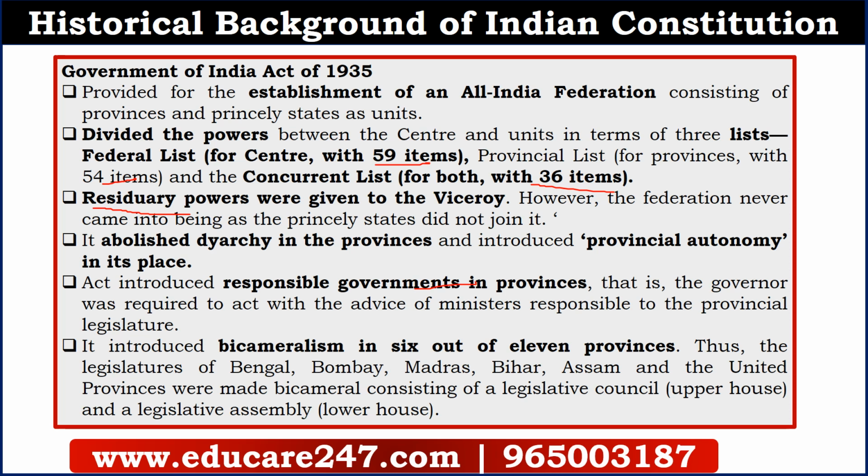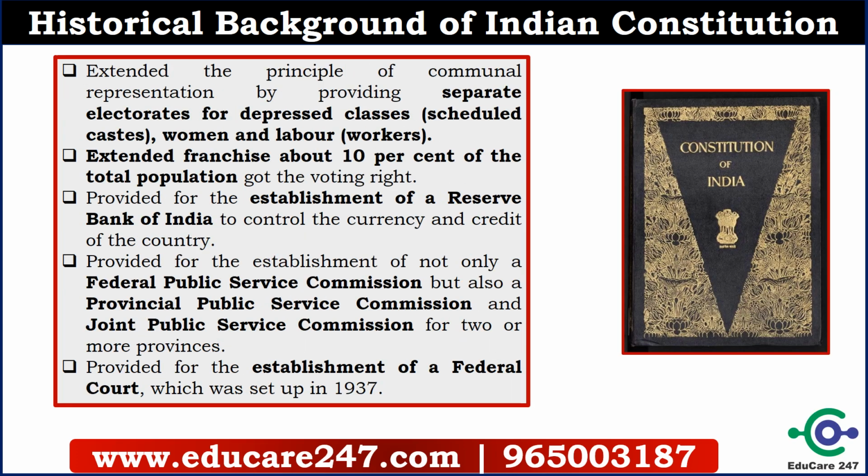This is very important. It also introduced bicameralism in 6 out of 11 provinces. Bengal, Bombay, Madras, Bihar, Assam and United Provinces were made bicameral consisting of Legislative Council and Legislative Assembly. This is a very important point. This act extended the principle of communal representation to depressed classes, women and labourers. It extended franchise to about 10% of the total population. It means 10% of the population got the voting right.